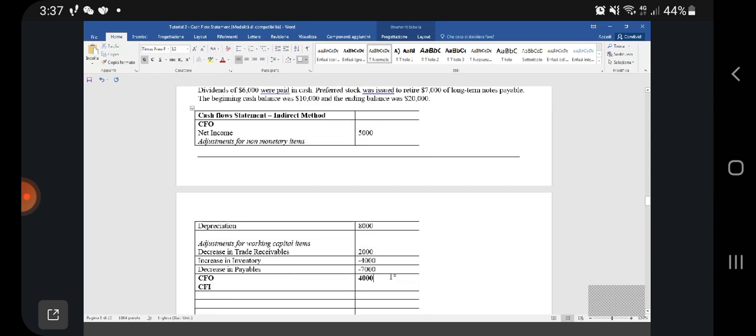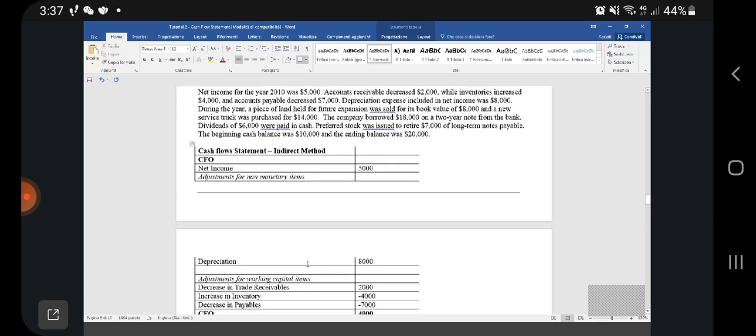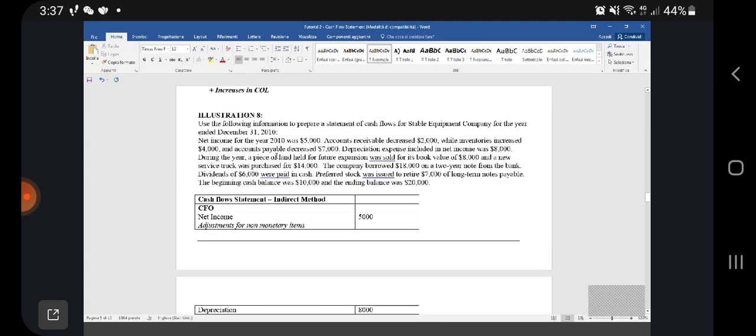from operations. Now we have to identify which of the transactions are investing, and that's fairly easy as well. During the year, we sold a piece of land. We sold it for the same value as its book value, 8,000. That means that we have no loss or gain to consider as a non-monetary item, but also that when we sell this piece of land, we are receiving exactly $8,000 in exchange for that.